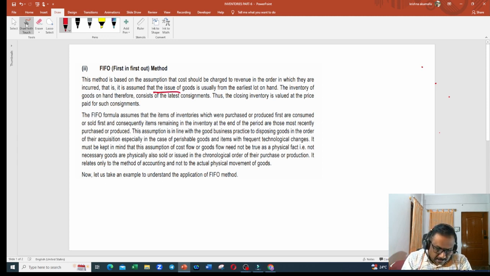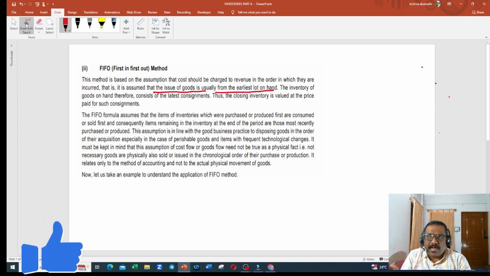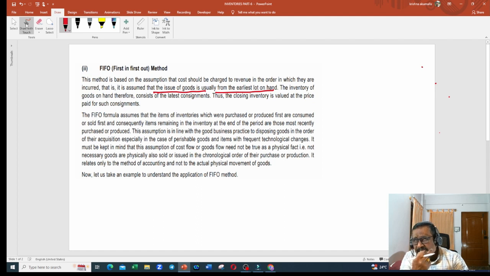So it is assumed that the issue of goods is usually from the earliest lot on hand. Whatever stock you have on hand, when you are issuing it to the production department, you should make sure that the earliest one is issued first. That means the first lot you purchased has to be issued to production first, then the next lot, then the next lot. That is how the process has to be followed. The inventory of goods on hand therefore consists of the latest consignments. Once you start issuing the earliest ones, by the end of the month the latest lots purchased will be left in the inventory.